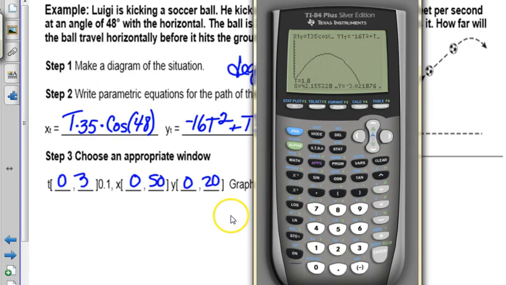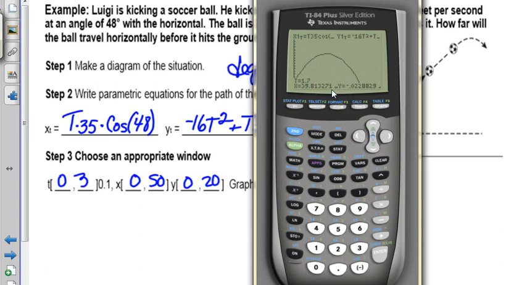But if I ask you how far away does the ball hit the ground? Okay, how far horizontally did the ball travel? What do I want? How do I figure that out? Trace, and I want what to be 0? The y. Can I get the y to be exactly 0? No, because I can't control anything except t. All right? Now, at 1.7, it's pretty darn close to 0, right? So I could say the ball went about 40 feet away, 39.8.